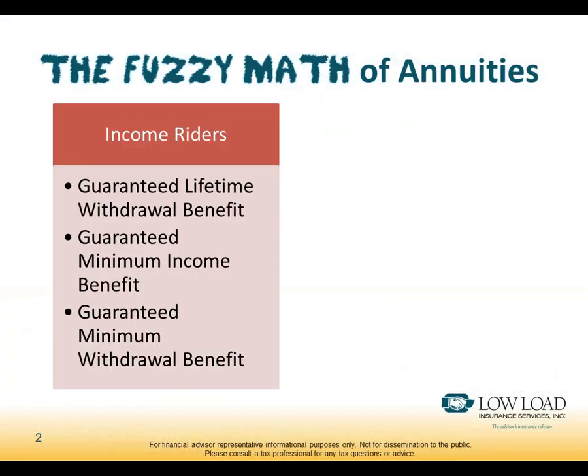All right, so today we're going to talk about the fuzzy math of annuities. A lot of your clients have come into your offices and have brought in annuities, and they're told, I'm guaranteed some type of growth in it. So today we're going to take some time and look at what that 5% growth means. It typically deals with an income rider on the annuity. There's a guaranteed lifetime withdrawal benefit, a guaranteed minimum income benefit, and a guaranteed minimum withdrawal benefit. And that's kind of the fuzzy part.